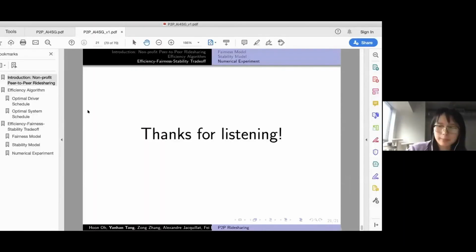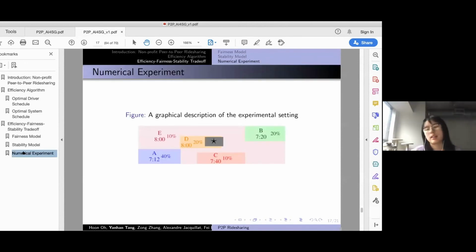Yes, we did. We used data from Lawrence County, where there was a neighborhood where users indicated their interest in taking part in ride-sharing for their daily trips. We extracted the location they indicated they want to go and their feasibility time, and we have one set of experiments based on that real data.